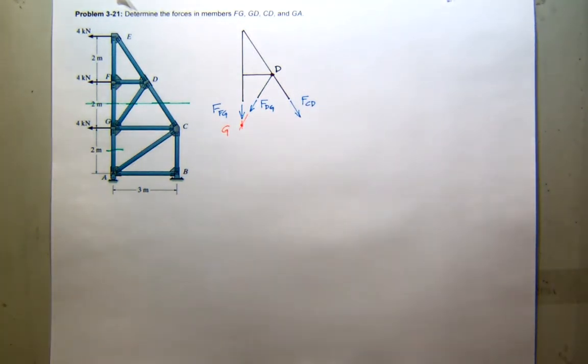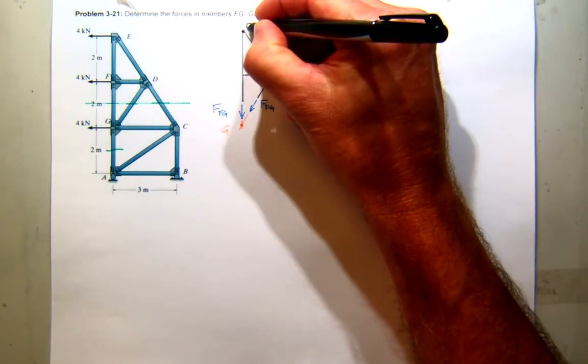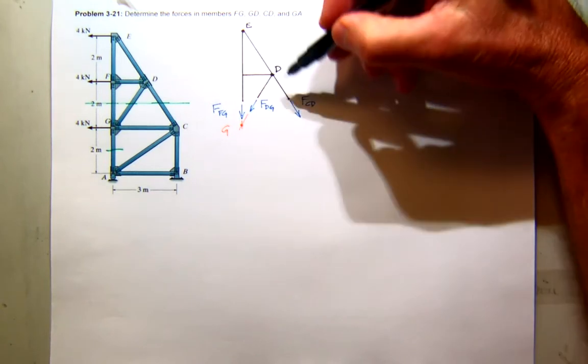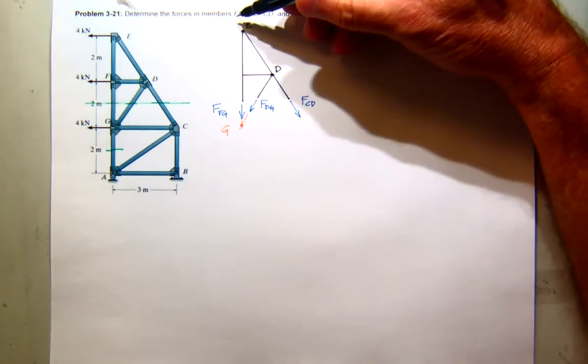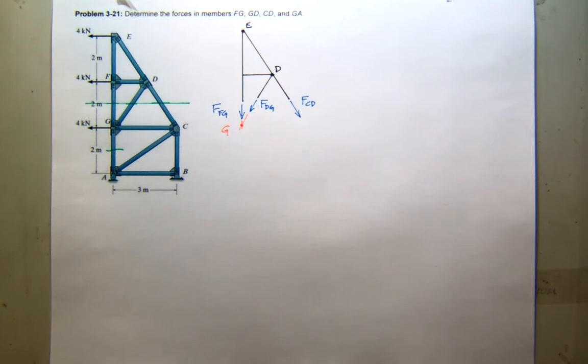Any other point? There's one kind of slightly hidden that you can't find from just looking at the subscripts. E. Why would I go to E? Well, you'll notice that FG passes through E and CD passes through E. And I'm just left with one unknown. So I can actually write 3 moment equations for this problem. And you know what? I will.